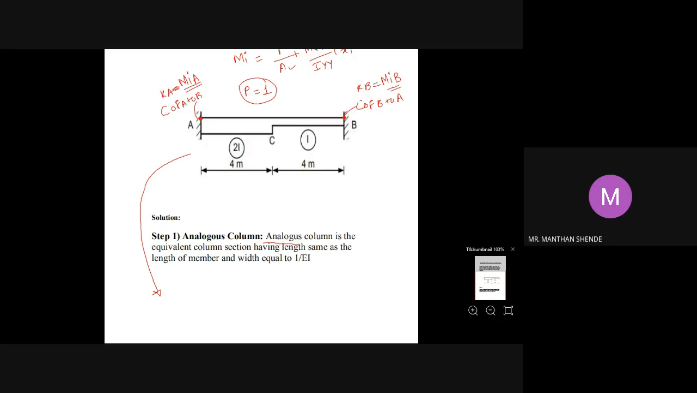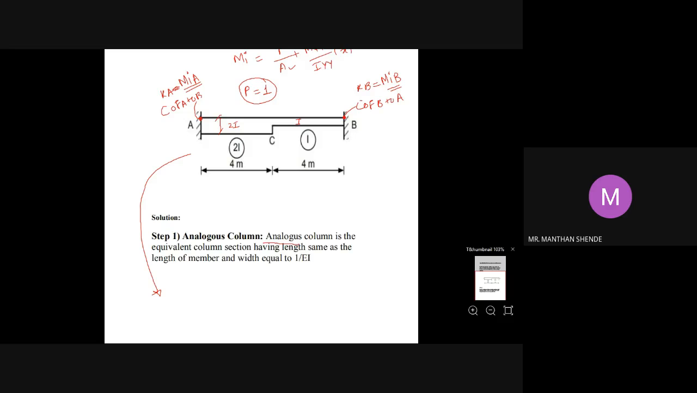So the length is a total of 8 meters, and it will be kept constant. But the width, from A to C the width is 2I and from C to B the width is I. This width will be equal to the 1 by EI diagram. So from A to C the width will become 1 by twice EI, and from C to B the width will become 1 by EI. Accordingly, you have to plot the analogous column section.